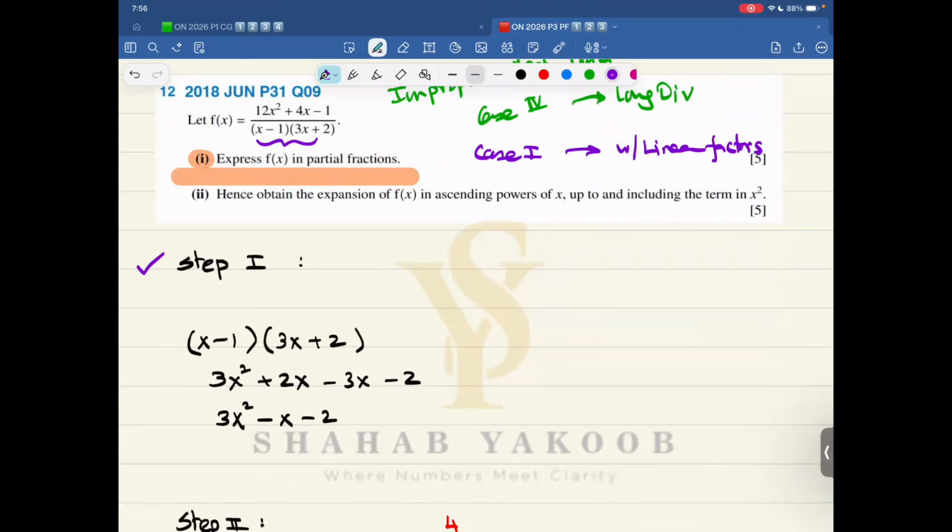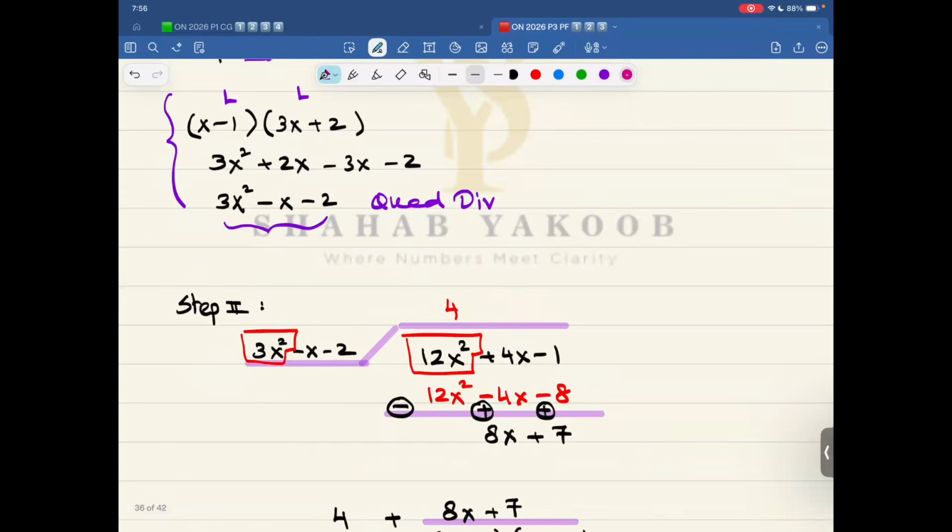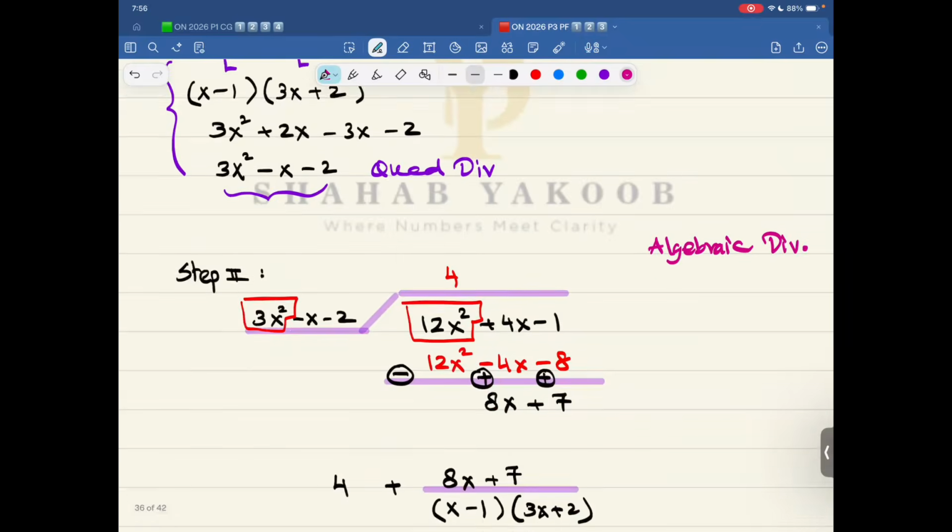Very first step, multiply out the divisor. So this is a linear divisor. If we multiply it out, we get a quadratic divisor for simplification purposes, for long division purposes. So that is step number one. What is step number two? That is algebraic division. We try out the algebraic division the way that I've just taught you.